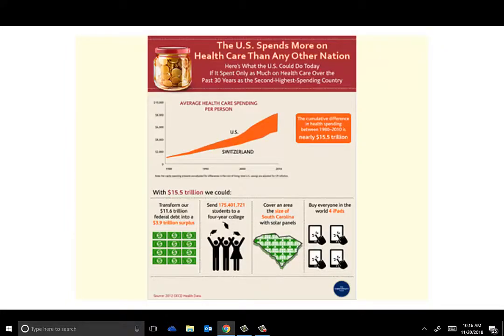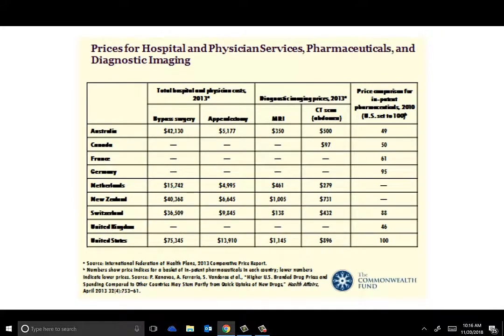Again, we spend a lot of money. Just in the difference between what we spend and what Switzerland spends, that $15.5 trillion, we could cover South Carolina. Since none of you are from South Carolina, we should cover it in solar panels. Again, costs across countries are radically different.